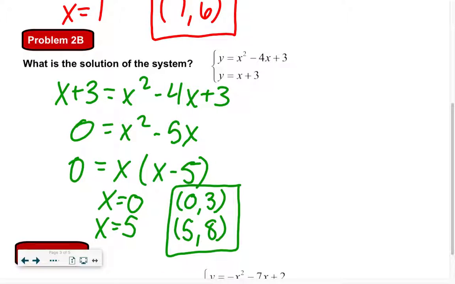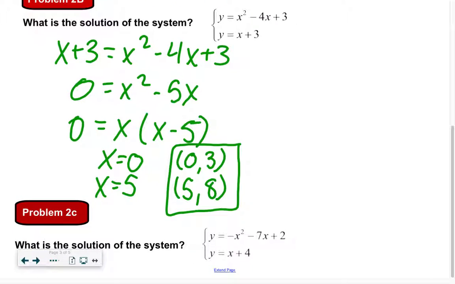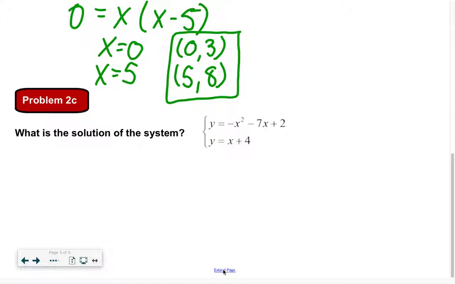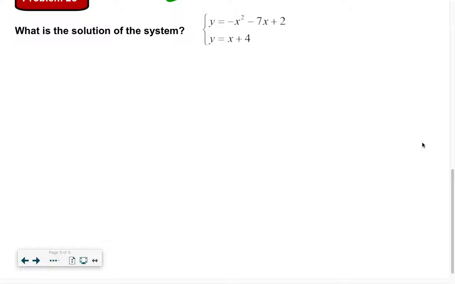Ready for the last one? Alright, what's my first step? Set them equal to each other. x plus 4 equals negative x squared minus 7x plus 2. Move it to the left.